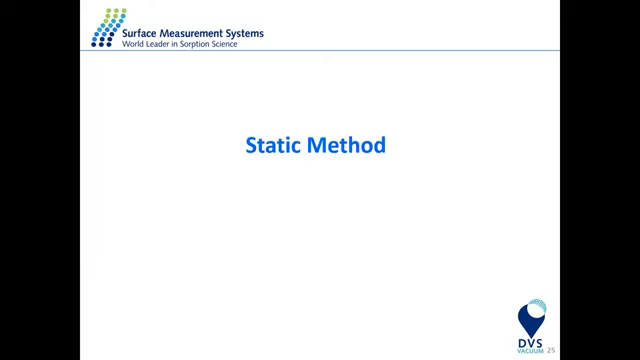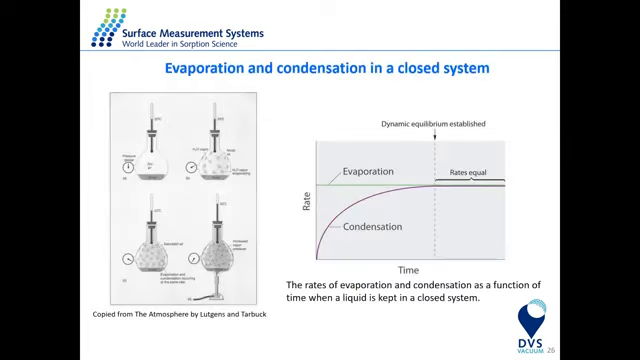So that was all done with the Knudsen effusion method, the gravimetric method. Now I'm going to move to the static method. The static method is a little bit different. With the static method, we look at evaporation and condensation in a closed system. On the left-hand side, we have the system: a flask filled with water, connected to a pressure gauge, and on the top we have a thermometer.